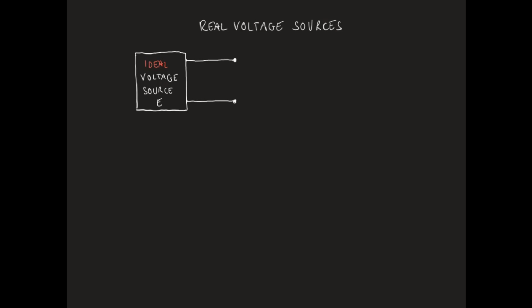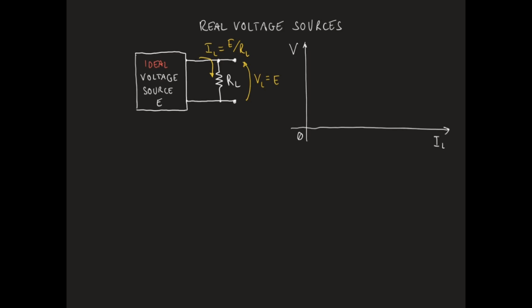Let's assume that this load is a resistor with a resistance RL. In this case, if the voltage source generates a constant voltage E, then the current flowing through the resistor RL will be, by Ohm's law, E divided by RL. The voltage-current characteristic of this ideal voltage source will be a constant one equal to E, independent of the value of the current provided by the voltage source itself.